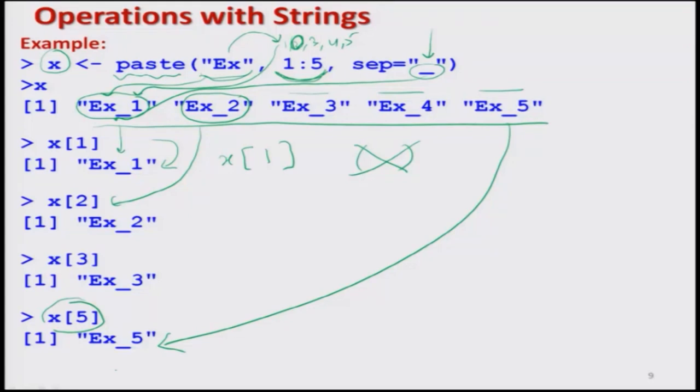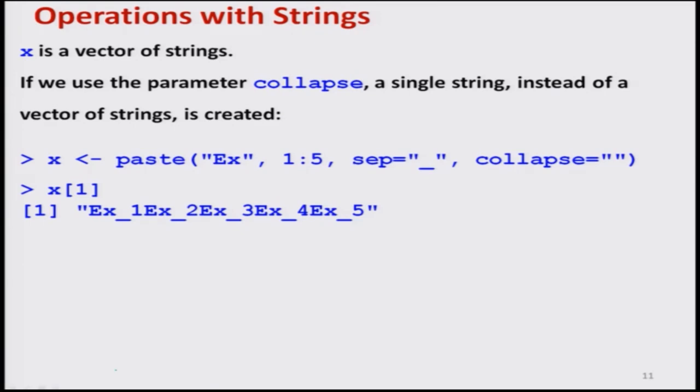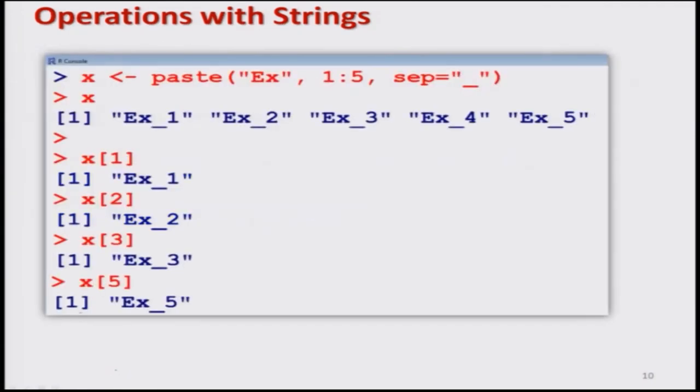So, now let us come back to our slides and try to see other things. Well, this is the screenshot of the same outcome. And now I am going to use the parameter collapse with this operation, and let us see what happens. In this outcome, you can see there are five values which are separated by a blank space, right? And I want that all these five values should not be separated, but they must collapse. That means I want to remove the spacing between these five values.